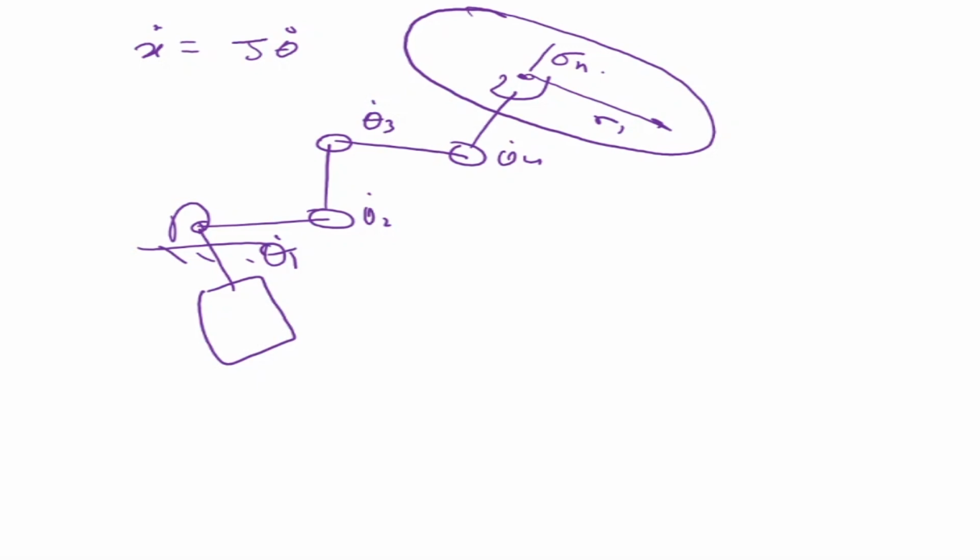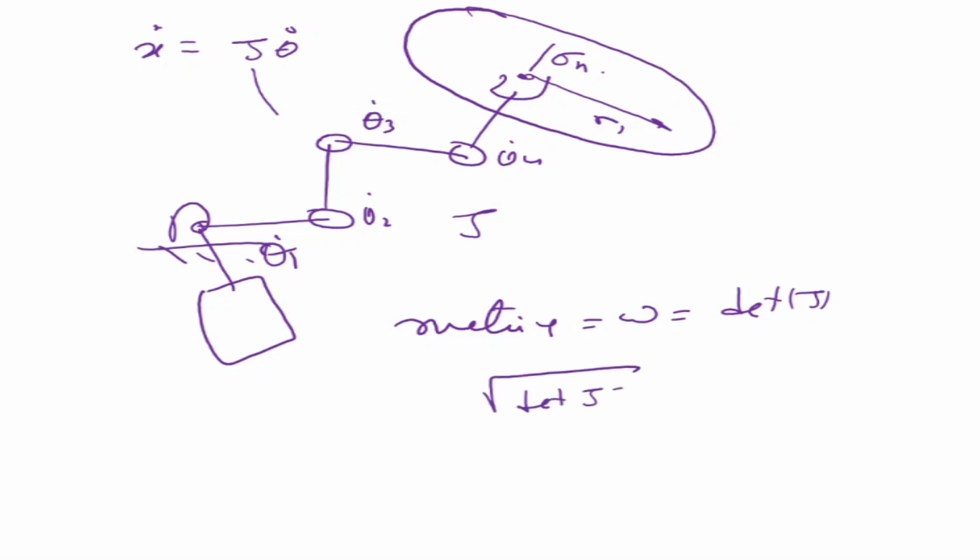In terms of a metric, we said the measure of manipulability W is equal to the determinant of J, and in the case of a redundant manipulator it is the determinant of J J transpose. What is the determinant of J? It is the product of the singular values, sigma 1 into sigma 2 into sigma n. So now we have a metric.